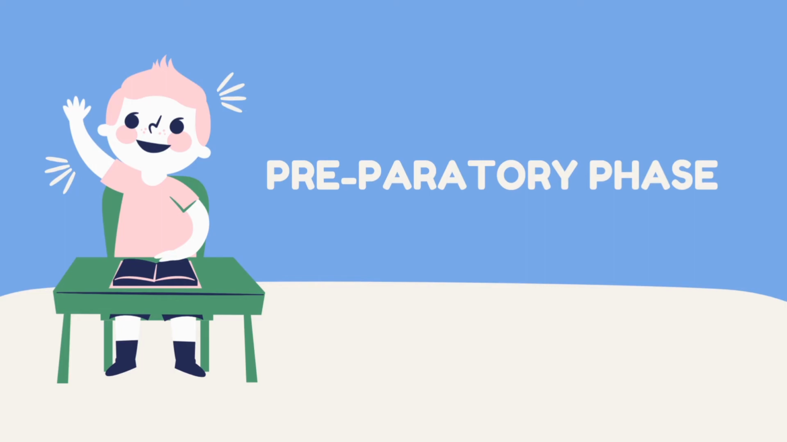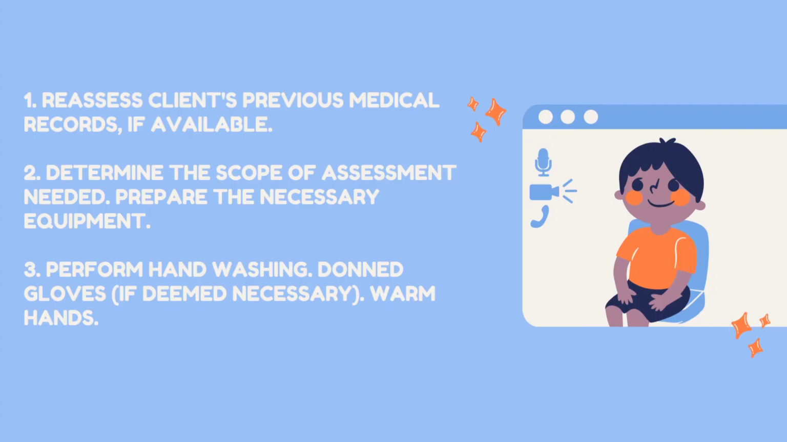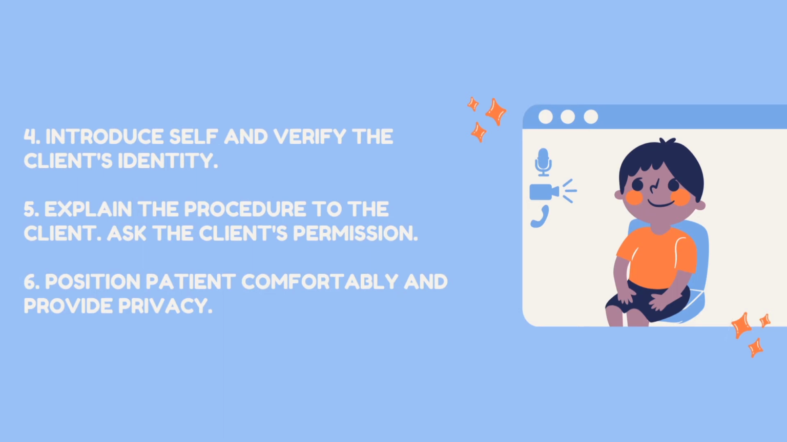The preparatory phase. Number 1. Review the client's previous medical records if available. Number 2. Determine the scope of assessment needed. Prepare the necessary equipment. Number 3. Perform hand washing, don gloves if deemed necessary, and warm your hands. Number 4. Introduce yourself and verify the client's identity. Number 5. Explain the procedure to the client and ask the client's permission before doing the assessment. Number 6. Position the patient comfortably and provide privacy.